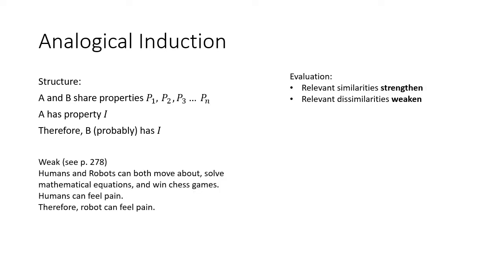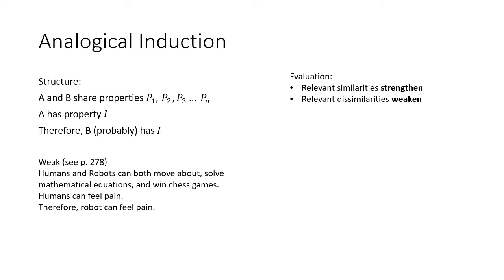This is something that I got from page 278 of chapter 8. So the example on that page is pretty weak. Here we have humans and robots being compared, that humans and robots can both move about, that they can solve mathematical equations and win chess games. Those things are shared properties of humans and robots. And of course, the attribute of interest in this argument is the ability to feel pain.